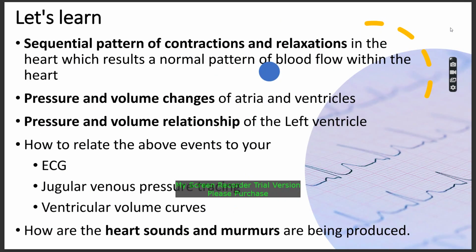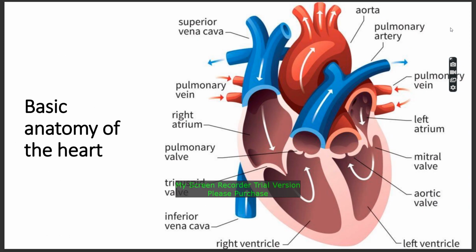So the ECG, jugular venous pressure tracing and ventricular volume curves, we will be discussing these events, right? And how heart sounds and murmurs are produced.